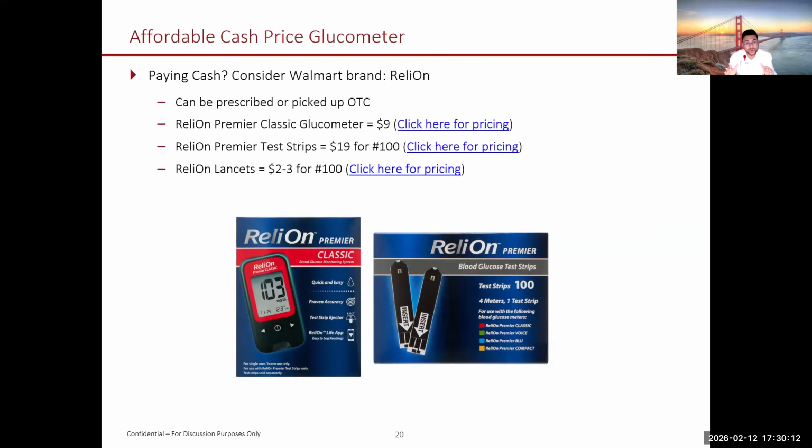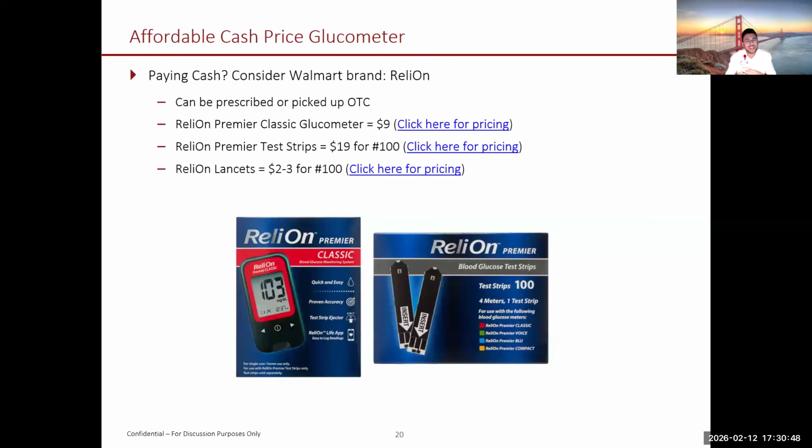The most affordable glucometer that I know, if you think about cash price, is the Walmart brand Rely On. This can be prescribed or picked up over the counter without a prescription. I have the links here, so when we post the slides, the links, unless the URL changes in the future, should be active. But the Rely On Premier Classic glucometer is $9. That's a one-time expense generally. The Rely On Premier test strips are $19 for 100, which is usually much better than other ones that can be $50, $60 for 100.